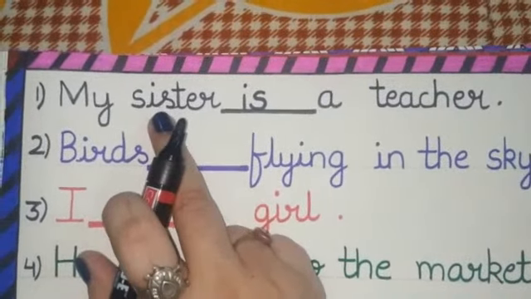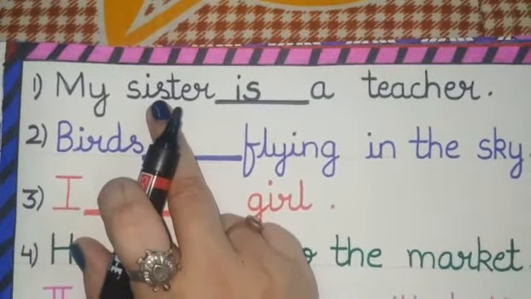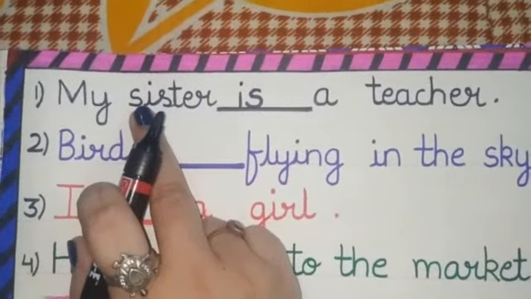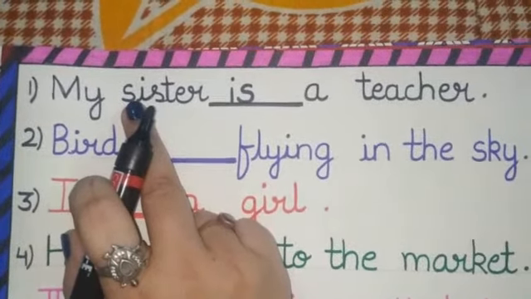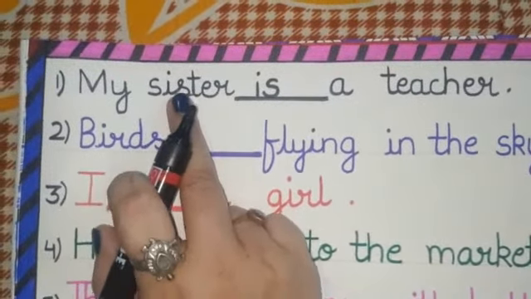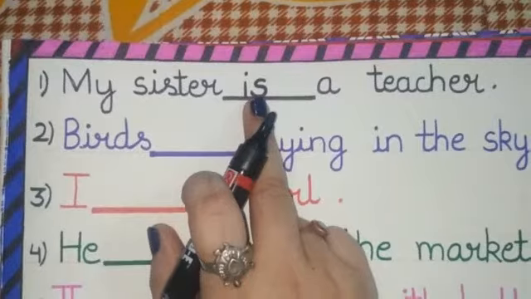If they would be sisters, then we will be using are over here. But here it is written sister. It means that we are talking about only one person. So when we are talking about one person, we write is.